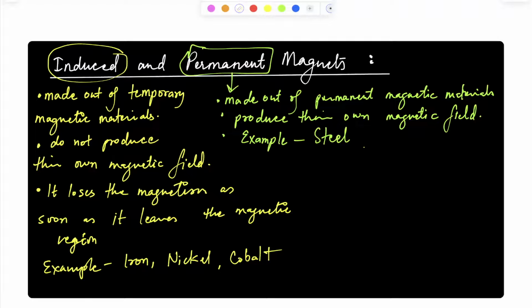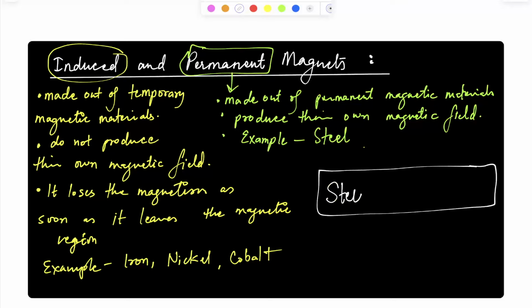I discussed the mnemonic to help you not forget the names of the materials. So it's steel, nickel, iron, and cobalt. They all are magnetic materials. Steel is the permanent magnetic material, and the rest are induced magnetic materials. Steel is a permanent magnet, whereas others are induced magnets.